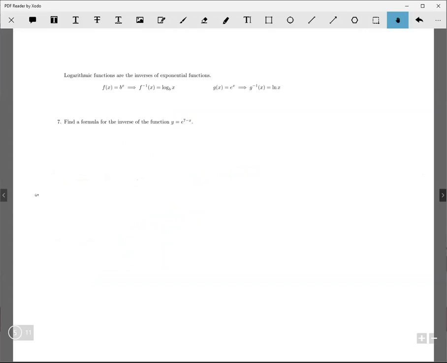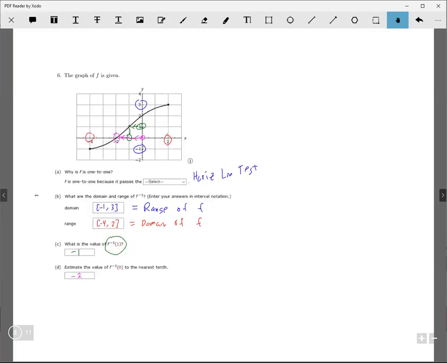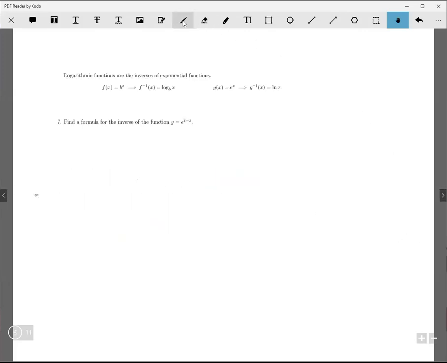Okay, so the reason that we went into inverse functions here is because we want to talk a little bit about logarithmic functions, which are very important for calculus. It's like this. So you have an exponential function, and the base is b. The inverse of that exponential function will be the logarithmic function with base b.